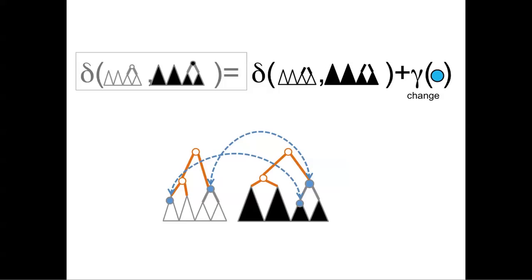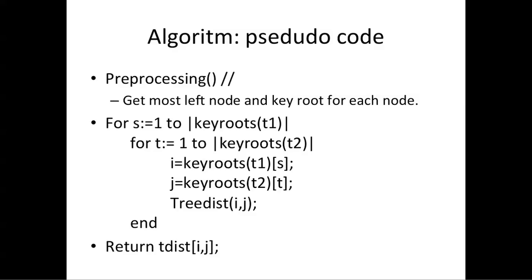And as you can see, this is a possible mapping, I mean, a possible mapping that is not a Tai mapping. And this is what could happen. And this is the pseudocode for the tree distance algorithm.